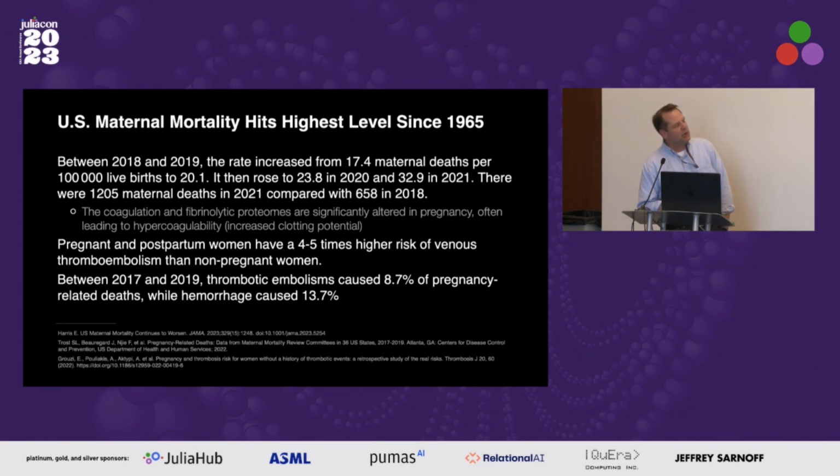So if we dig down in that data a little bit and just summarize, in 2018, there were on order 17 maternal deaths per 100,000 live births. And in 2021, there's about 33. Okay, so we've seen on order a doubling of the deaths per 100,000 live births.